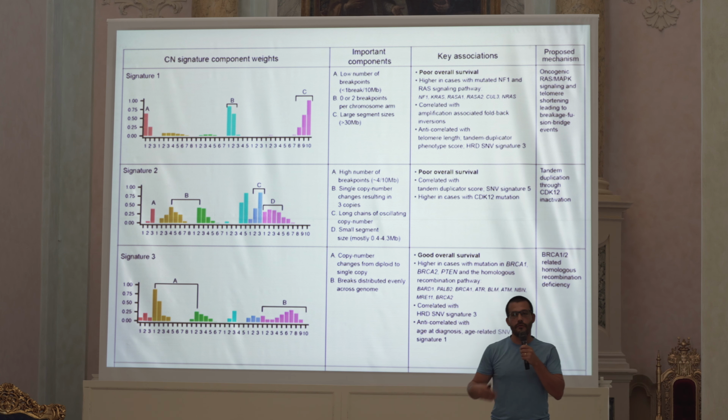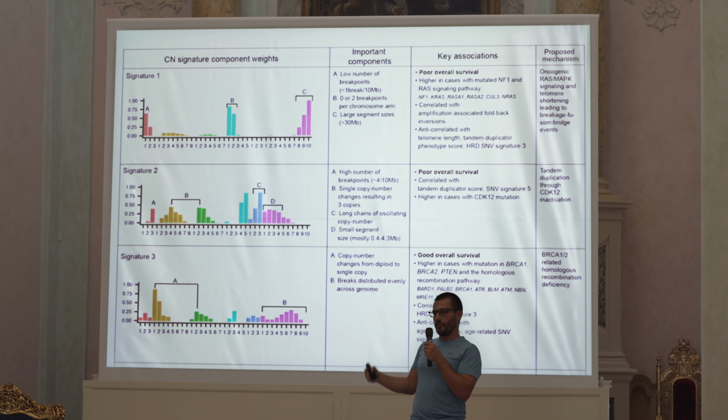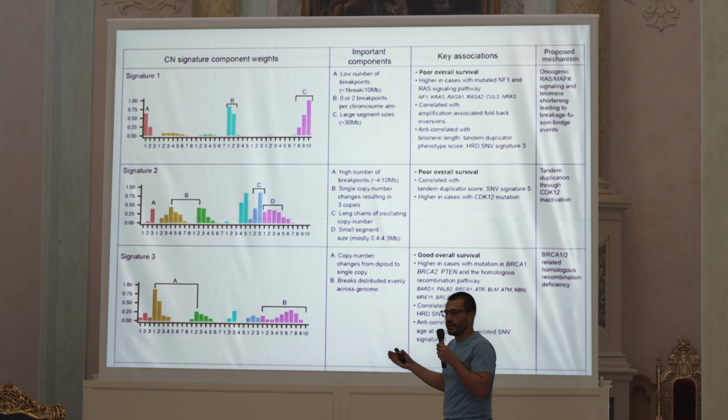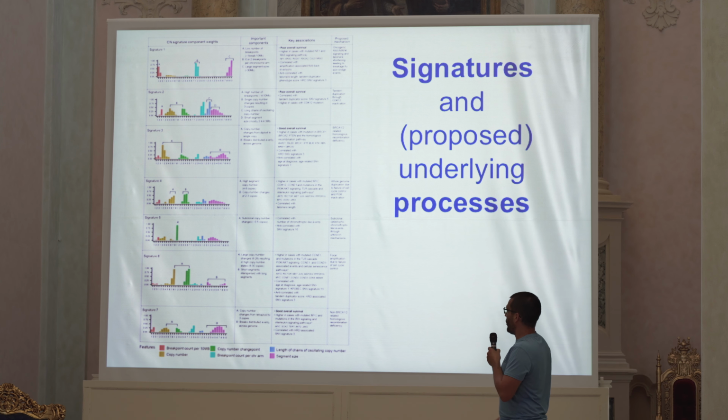So lots of manual work went in to distill all this information down and come up with a story about all of the 7 signatures. So I show you the top 3. Signature 3, for example, is a BRCA-related HRD signature, because it was highly correlated with the SNV HRD signature and with BRCA mutations. Now we have this for all of them.